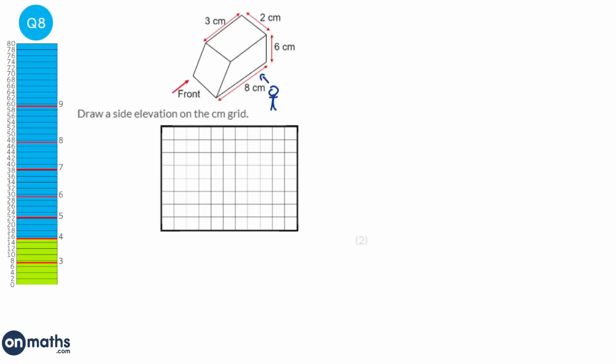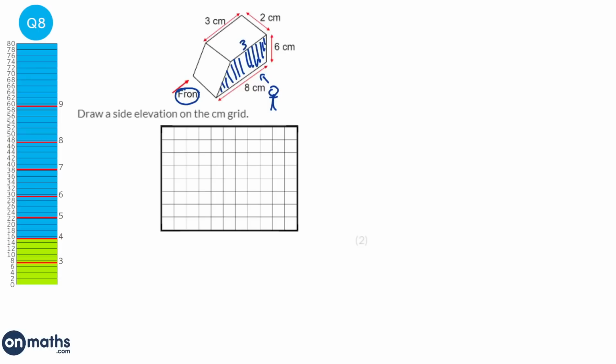A side elevation is the view you'd get if you were standing at the side of a shape. So I'm standing here and it's the view I'll get. Well, it would be this trapezium here. And to know which side is the side and which one's the front, well, the front is always going to be labelled. They do normally label the sides as well for you. So we're going to draw this trapezium. So the top bit is 3, then it's 6, then it's 8.